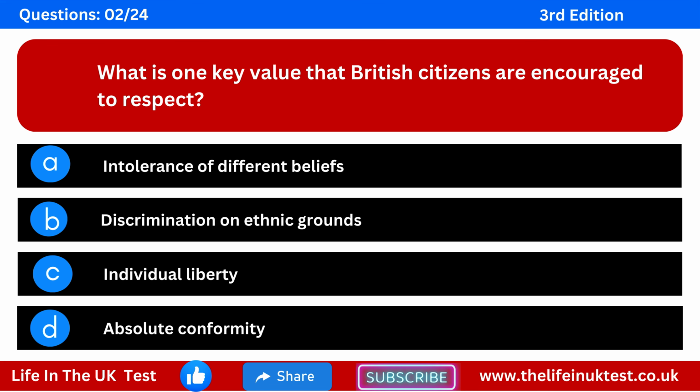Option A, intolerance of different beliefs. Option B, discrimination on ethnic grounds. Option C, individual liberty. Option D, absent conformity.